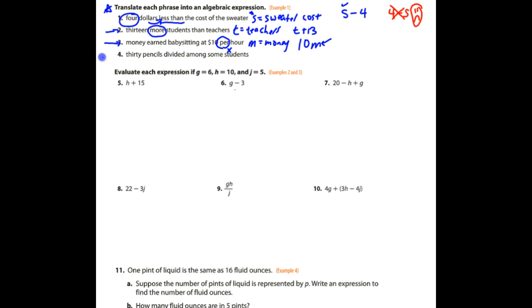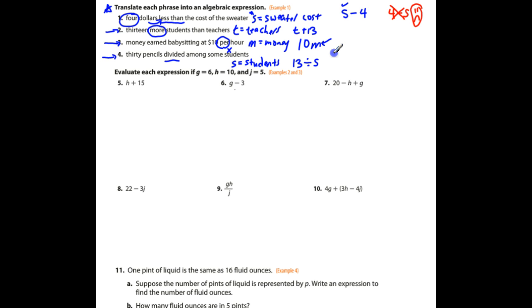And then the last one says 30 pencils divided among some students. All right, S would be the number of students. So if I'm going to translate that into an algebraic phrase, I have 30 pencils divided by the number of students. And it has to be in that order. You cannot say S divided by 30.